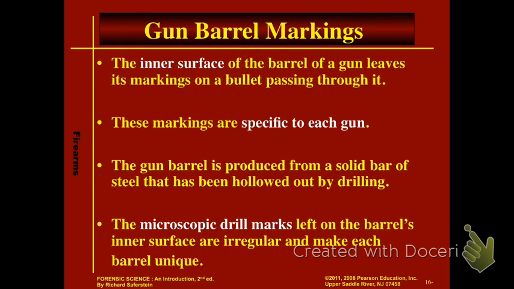So let's first talk about weapons, guns. The inner surface of a barrel leaves markings on a bullet passing through it. And these markings are specific to each gun. They're unique. The gun barrel is produced by drilling through a solid bar of steel. The drill hollows out the center of it, and these microscopic drill marks that are left on the inside of the barrel are unique to each barrel. They're irregular.